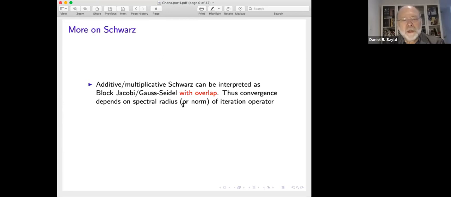Okay, so if you think of it this way, when you do block Jacobi or block Gauss-Seidel, the convergence is linear. It depends on the norm or the spectral value of the iteration operator.